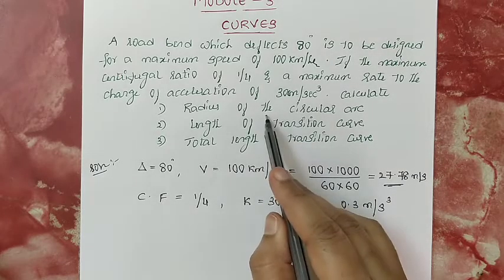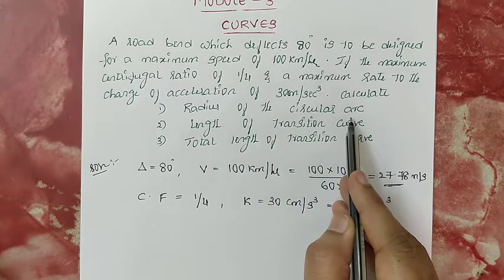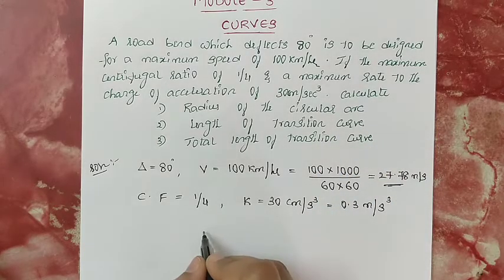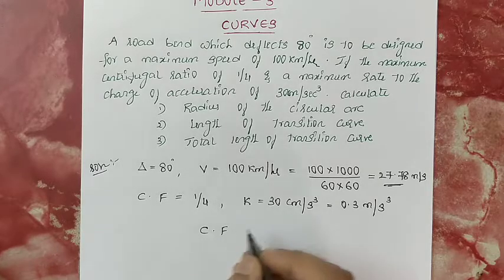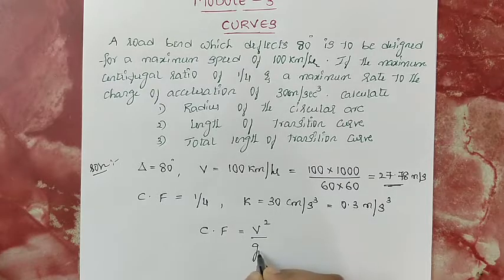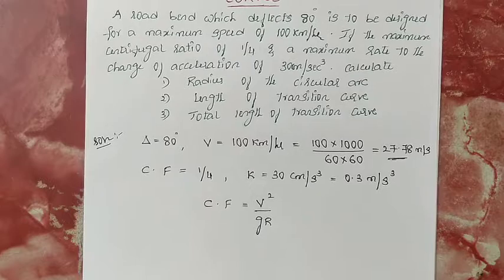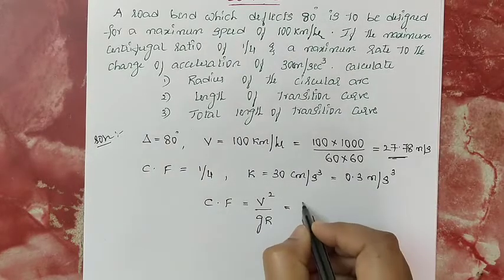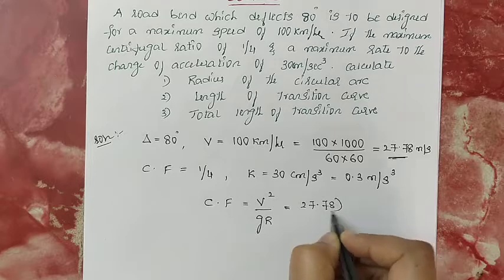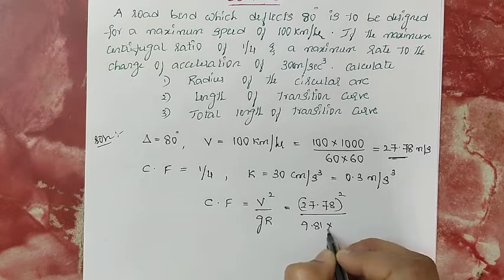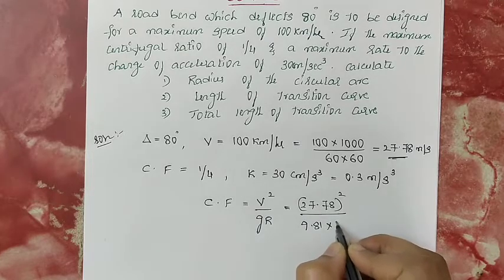First thing you need to calculate is the radius of the circular arc. To calculate that, we know the equation for centrifugal ratio. Centrifugal ratio is equal to V square divided by GR. This is the formula. Using this formula, you can calculate your radius. Substitute the values. V is 27.78 whole square divided by G value, acceleration due to gravity, 9.81. Then R value you need to calculate.